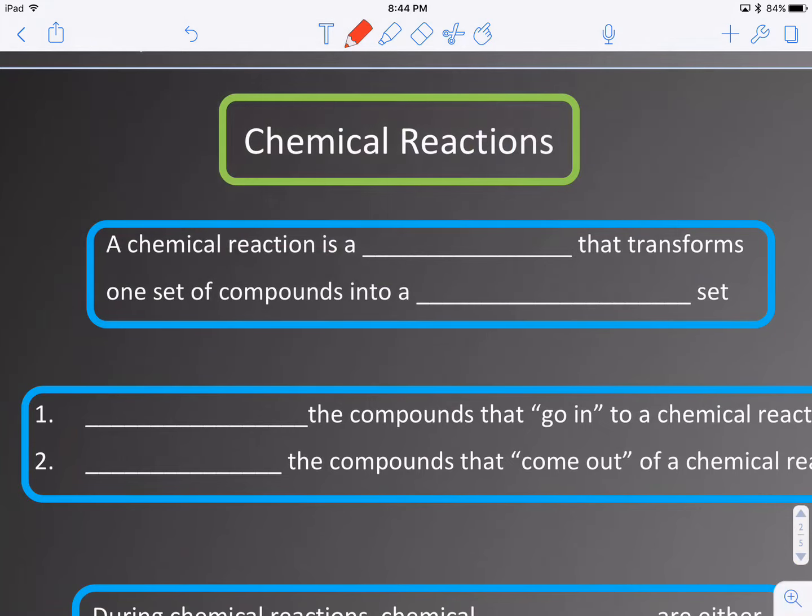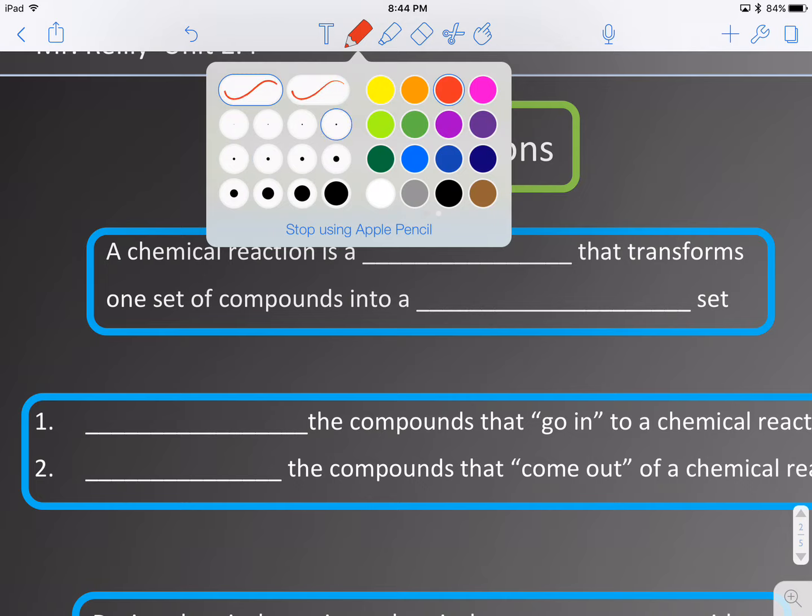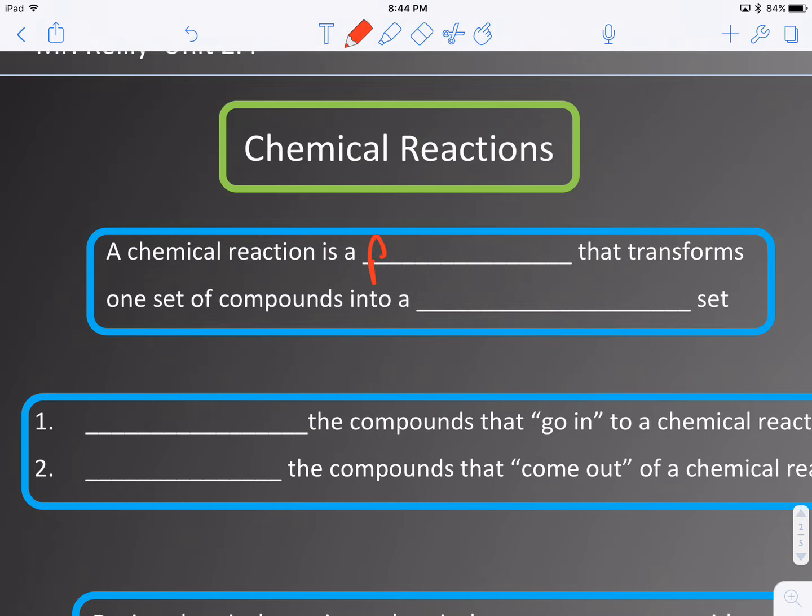And we're going to say that a chemical reaction is a, that's way too thick, huh? Let's go for something a little thinner. Here we go. Chemical reaction is a process, okay? And what it does is that it transforms one set of compounds, right, that's a bunch of elements, into a different set. So what's going into the chemical reaction is different than what's coming out, okay?